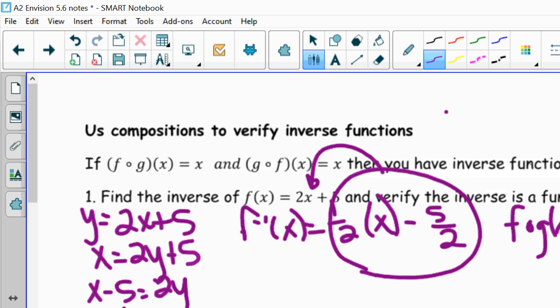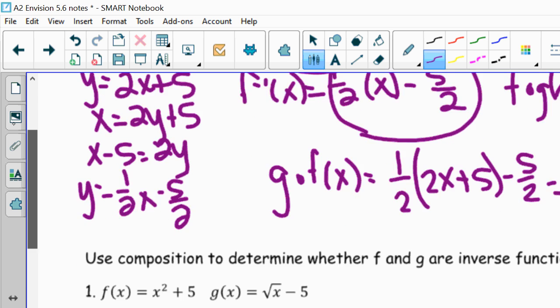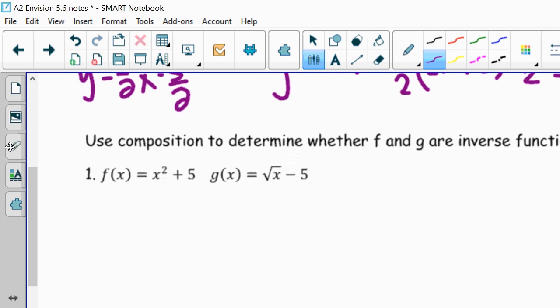So now I want to go the other direction, g of f. I'm going to take the 2x plus 5 and plug into the other one. So 1/2, instead of x, I'm going to plug in 2x plus 5, all of that minus 5/2. 1/2 times 2x gets me x. 1/2 times 5 is 5/2, plus 5/2 minus 5/2 is equal to x. Both equal x, so we have proved that they're inverses. So again, that's what we're going to continue to do down here. And it doesn't matter the order that you go.